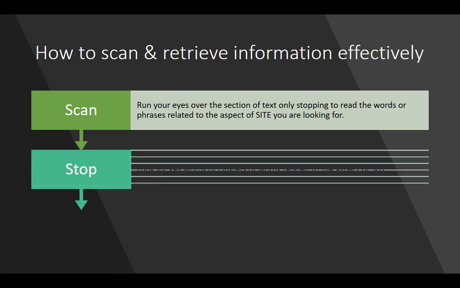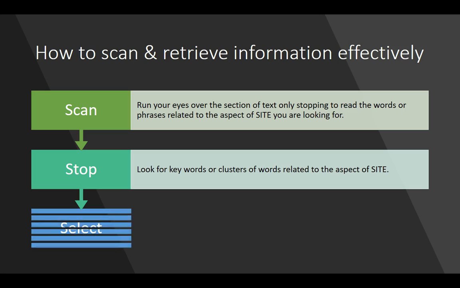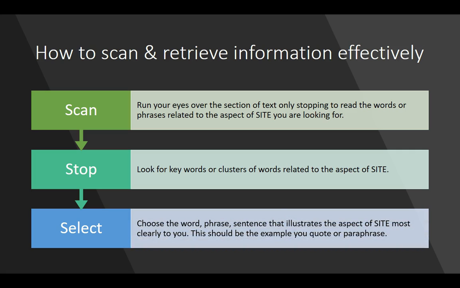When we stop, what we do is to look around those keywords, those clusters of words, in relation to that aspect of sight. So we stop whenever our attention is drawn by something relevant to the question we're being asked. And then once we've stopped and we're reading around, we choose the word, the phrase, the sentence, whatever it is we've been asked for, that illustrates the particular aspect of sight in the question most clearly. The one that stands out, the one that seems the most obvious, should be the example that you quote or that you paraphrase.